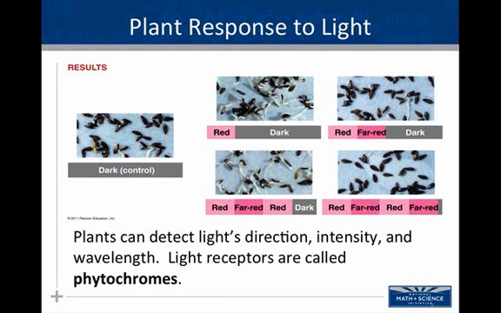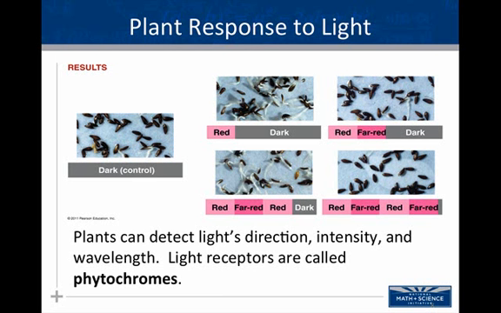So let's talk about plant responses to light specifically. Now, plants can detect light's direction, intensity, and wavelength. These light receptors are called phytochromes. Okay, two concepts that are important when we start talking about this are photoperiodism and circadian rhythms.